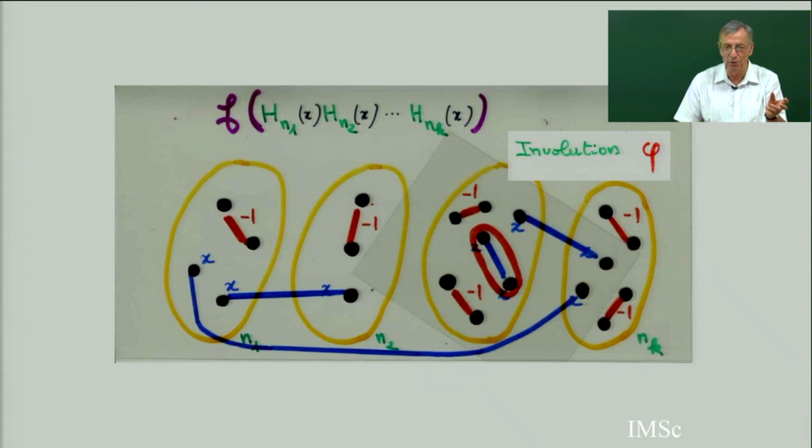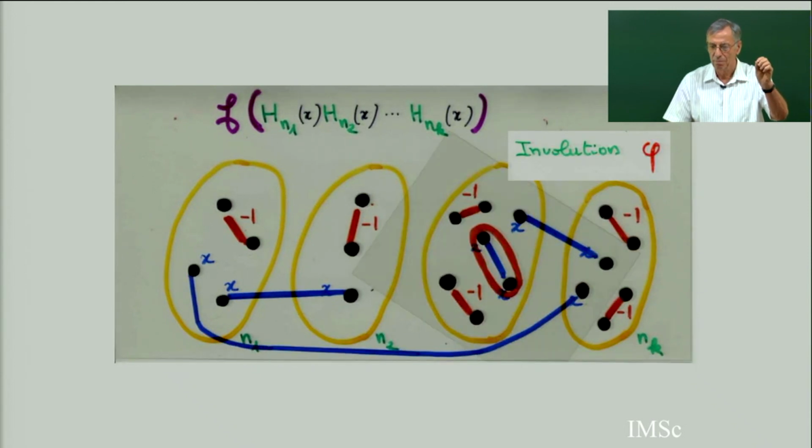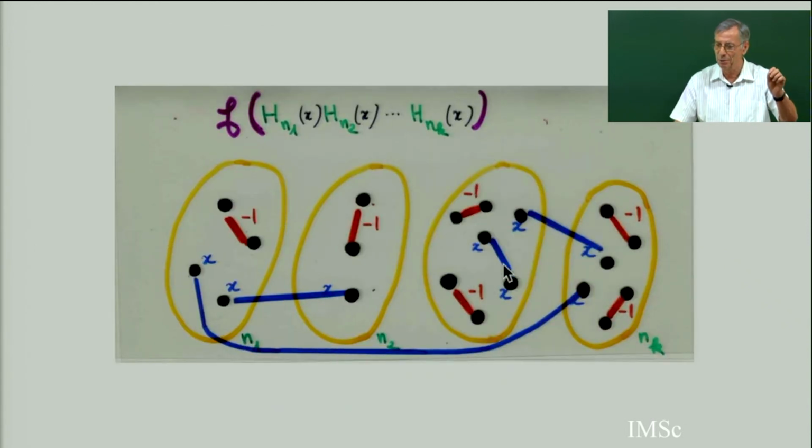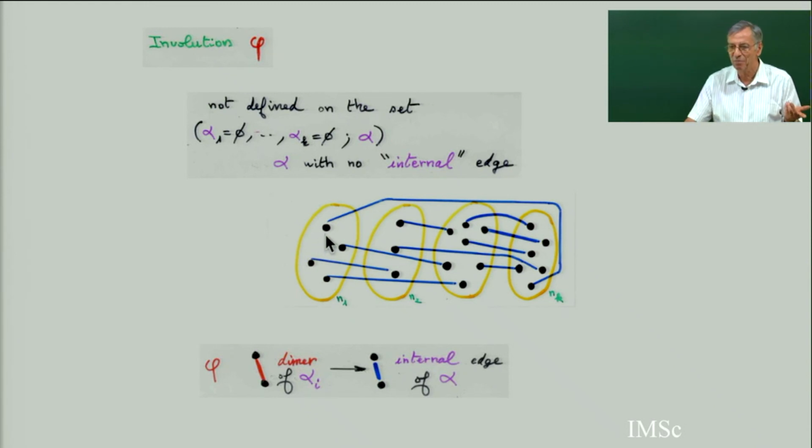Suppose your involution tells you, okay, I have this configuration, my involution phi will tell me these edges become red. If I apply phi again, this edge, which is red, becomes blue again. So you have to give the definition of the involution, but the involution is not defined where there are no red edges and no blue edges.